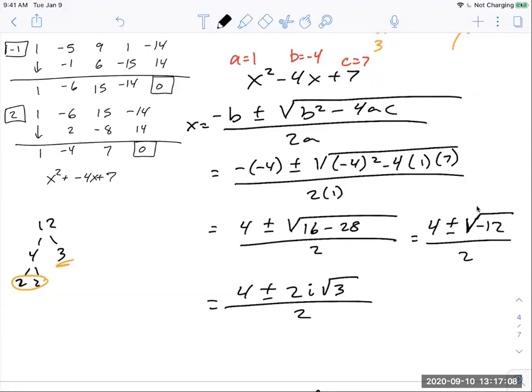And what's my very last step? Simplify. I'm looking at the 4, the 2, and the 2. 2 goes into all of those, so I'm going to simplify to give me an answer of x equals 2 plus or minus i radical 3.